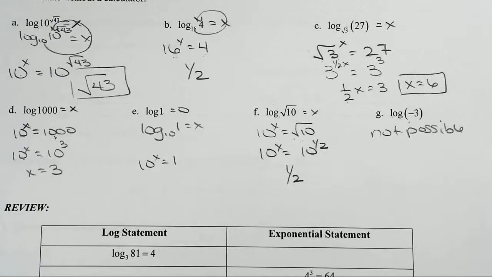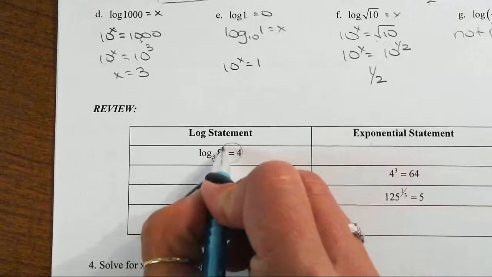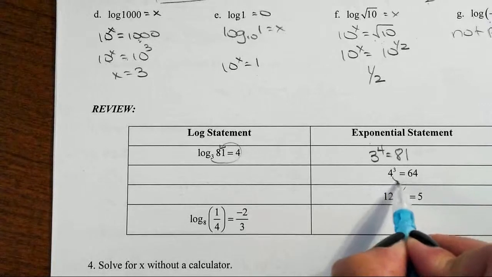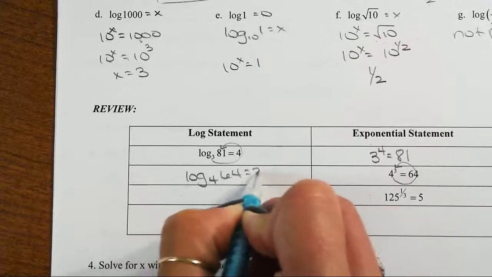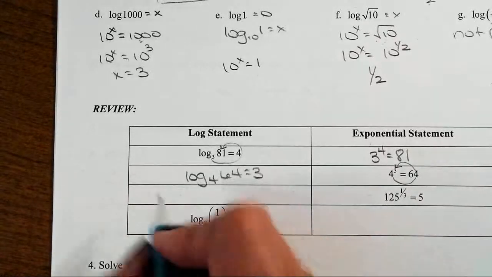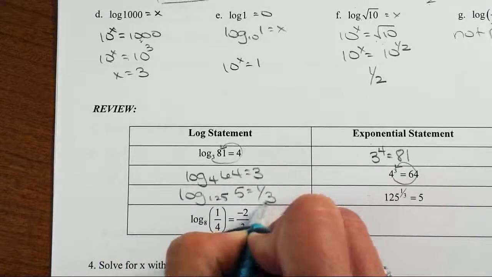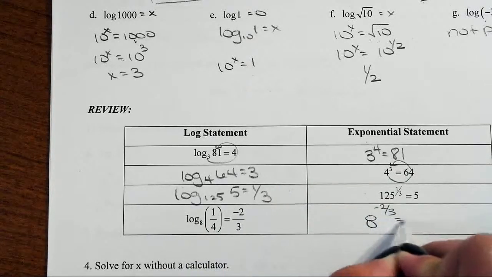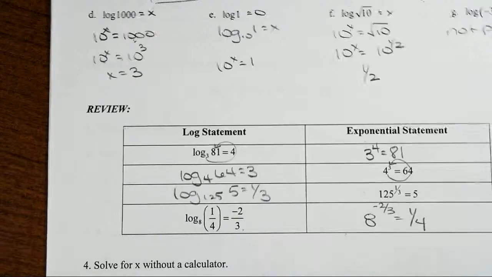So to review, going from a logarithmic to an exponential, snail, 3 to the 4th is equal to 81. Same idea, my snail approach applies. The log base 4 of 64 is equal to 3. Here again, log base 125 of 5 is equal to 1/3. And finally here, 8 to the -2/3 is equal to 1/4. You must be very good at rewriting from logarithmic to exponential and exponential to logarithmic.